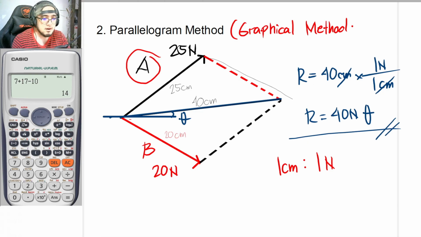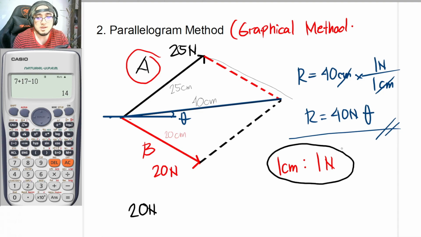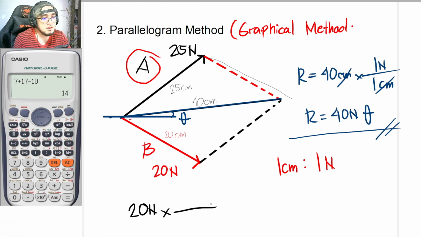Okay, guys, another thing that you should review is scaling. You can choose any scale you want. As you can see here, I have chosen my scale for this figure to be 1 newton for every centimeter drawn. So for this to be in proper scaling, I have drawn 20 centimeters. If you want it mathematically proven, for your 20 newtons, multiply by 1 cm per 1 newton. The newton would cancel out, so this is equal to 20 cm.